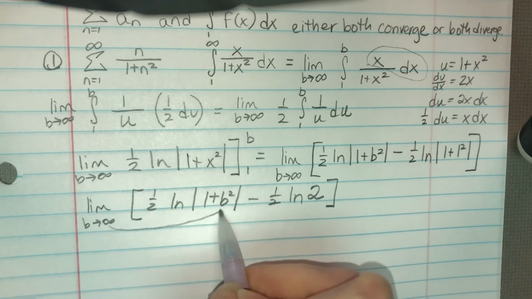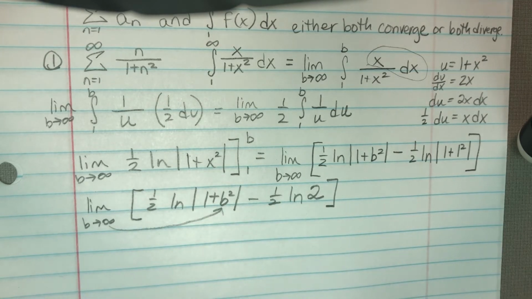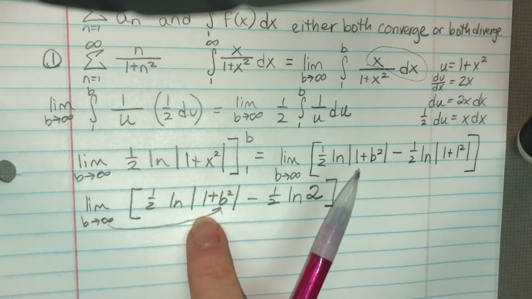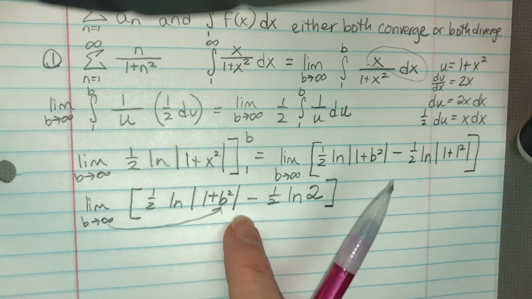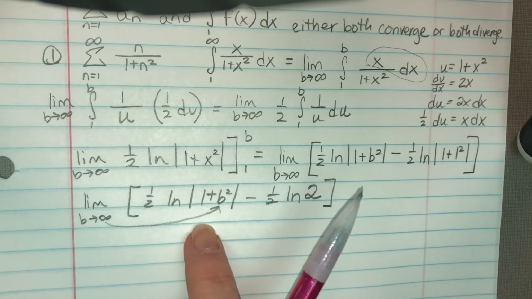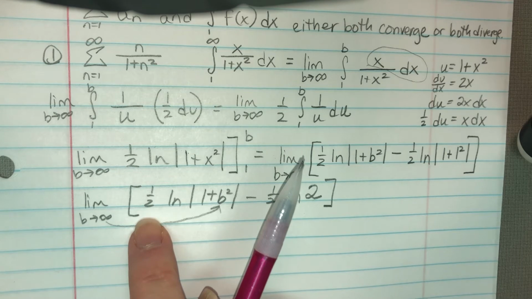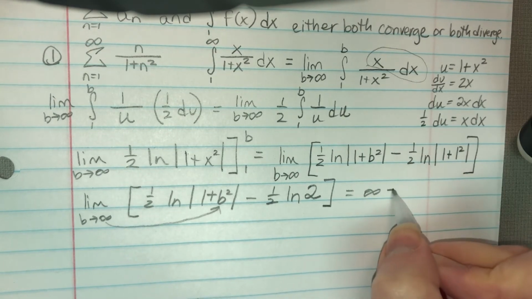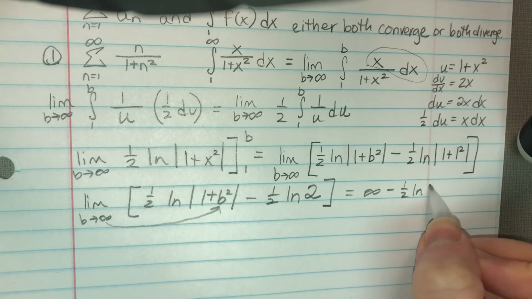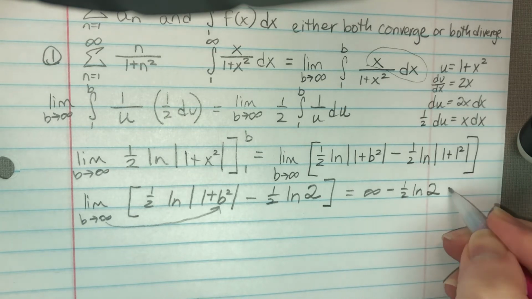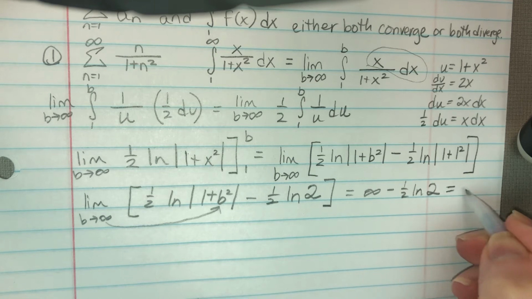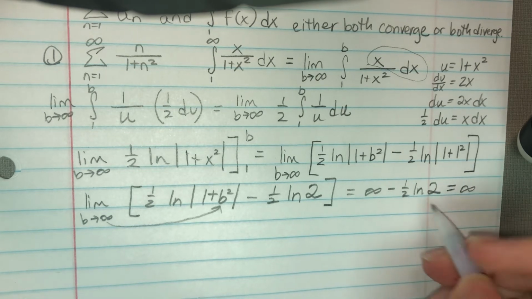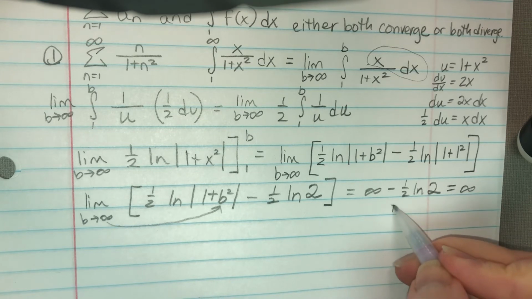So what if I send b to infinity here? Well, infinity squared is infinity, plus 1 is still infinity, the absolute value of infinity is infinity, the natural log of infinity is infinity, and half of infinity is infinity. So you get infinity minus 1/2 natural log of 2, which is infinity take away a constant, which is infinity. So what does this mean? That the improper integral is diverging.